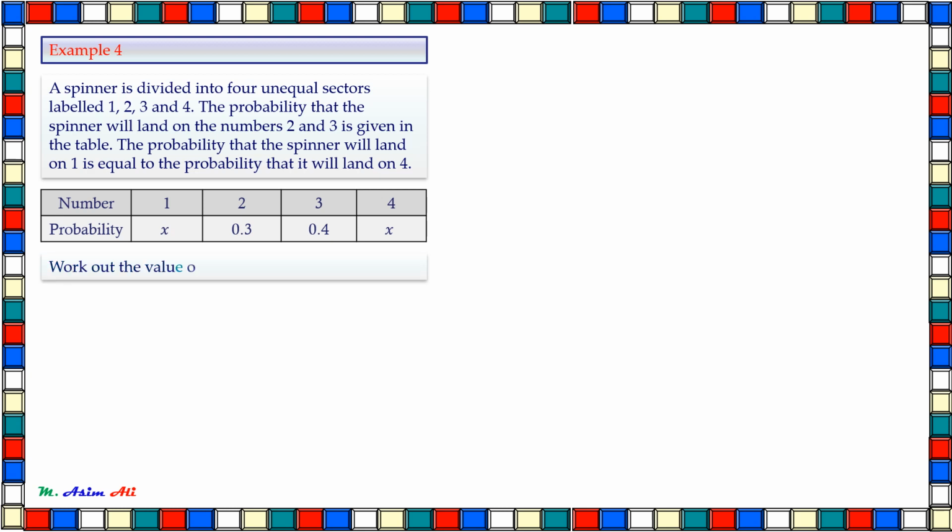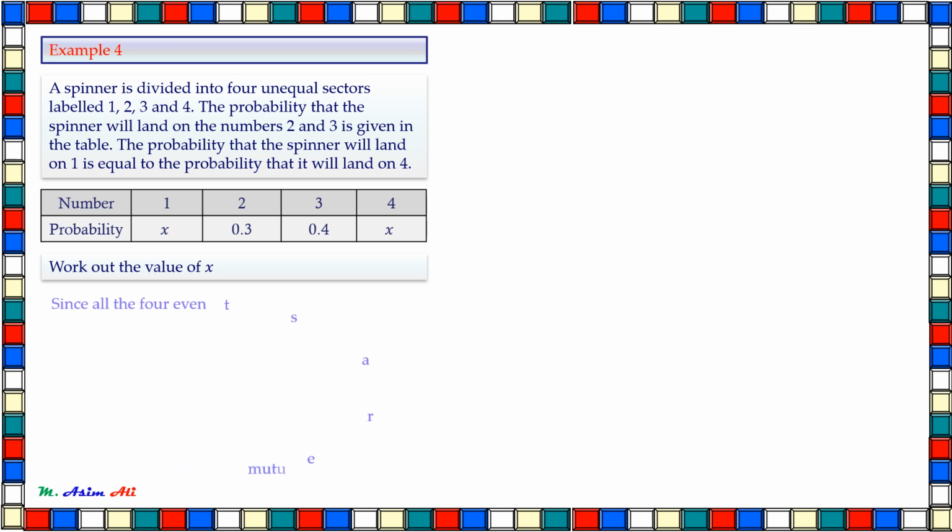So what we have to do in this question is work out the value of x. We have to find the value of x. In fact, the probability of landing on 1 or 4 is equal. That means the areas or the sizes of the regions where we have labeled 1 and 4 on the spinner are equal. Okay, let's start the question.